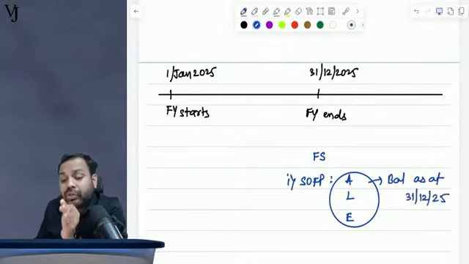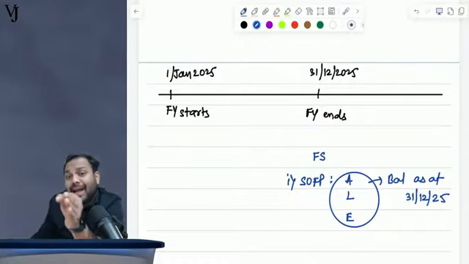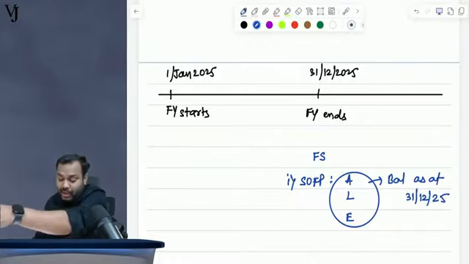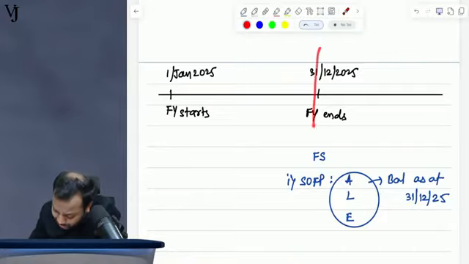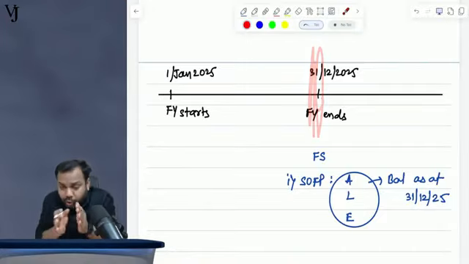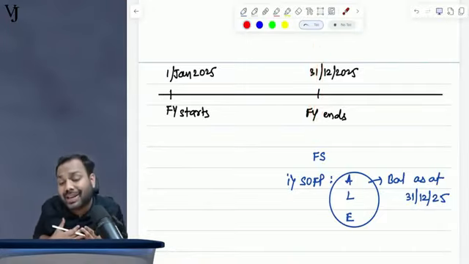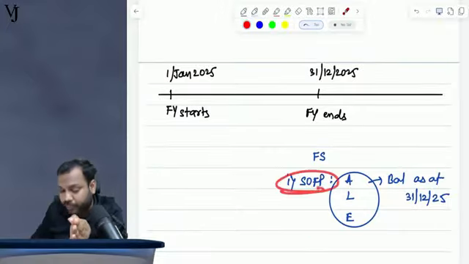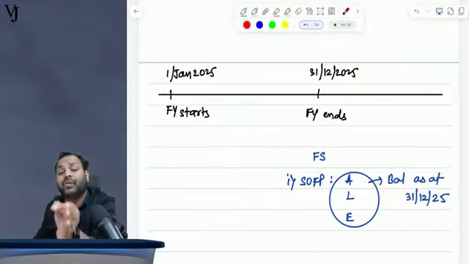So SOFP is always prepared as at a particular date. SOFP is as on this date. As of today, how much asset I have, how much liability I have, how much equity I have. So it is at a particular point of time. Understand, SOFP is at a particular point of time.